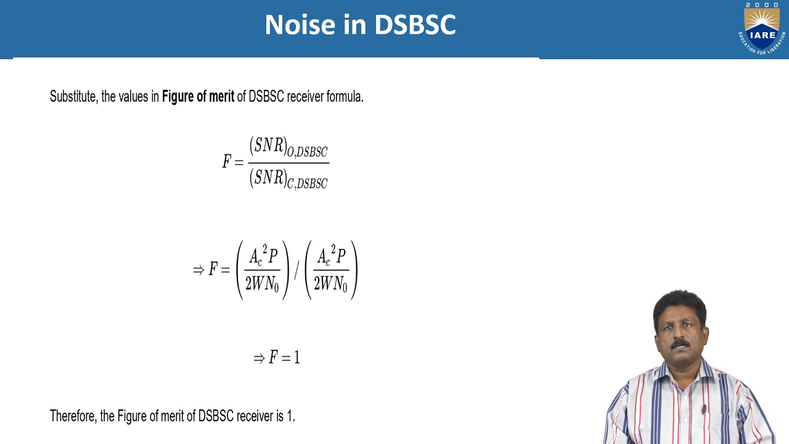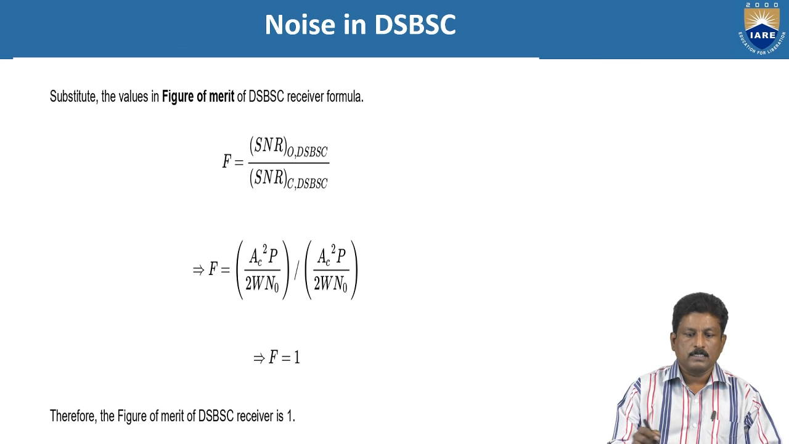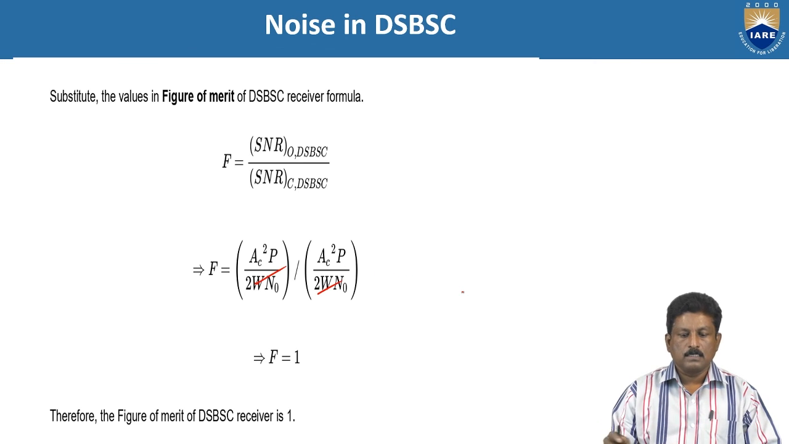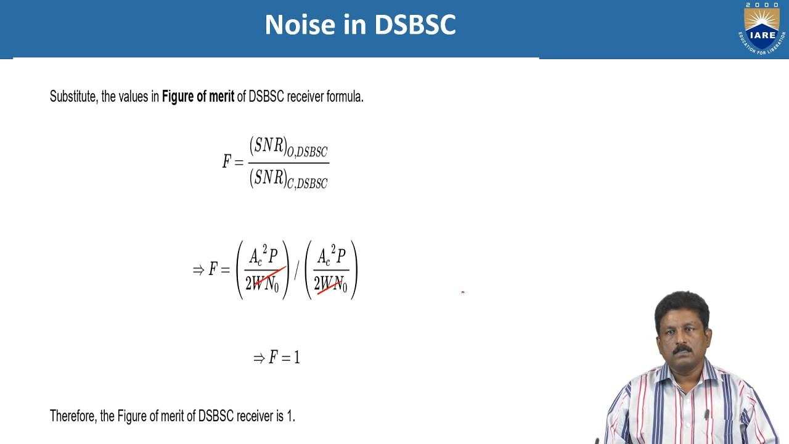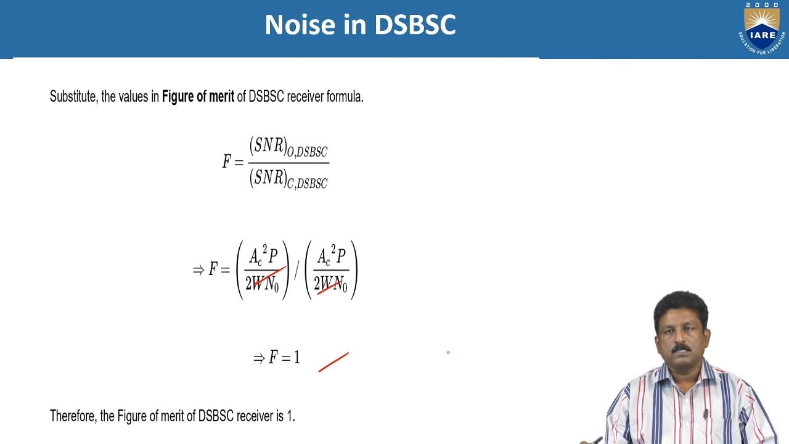Substituting these values in the figure of merit, we get F = SNR out of DSBSC divided by SNR channel of DSBSC, which is (Ac² P/2 W N0) divided by (Ac² P/2 W N0). The 2 W N0 terms get cancelled, and we get only 1. So overall F = 1. We can say that the figure of merit for the DSBSC wave is always 1.